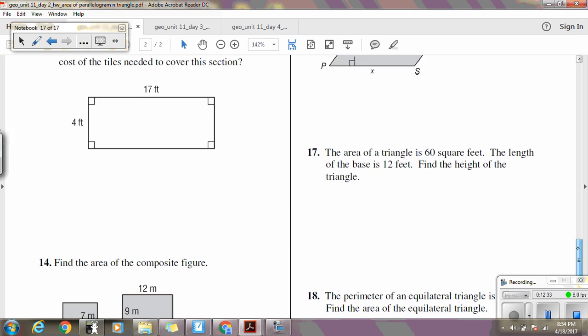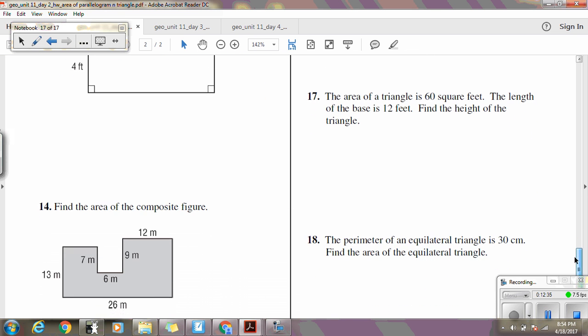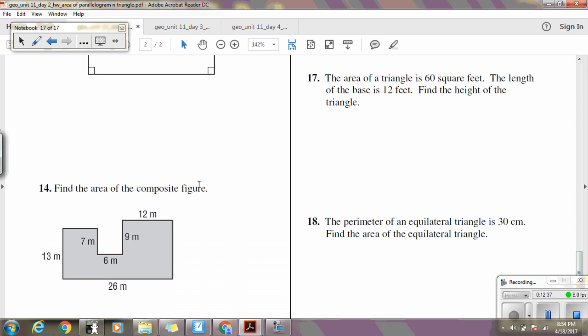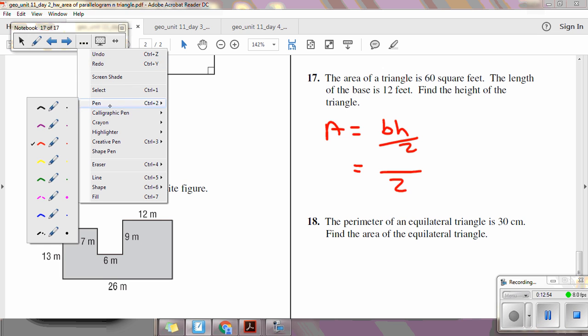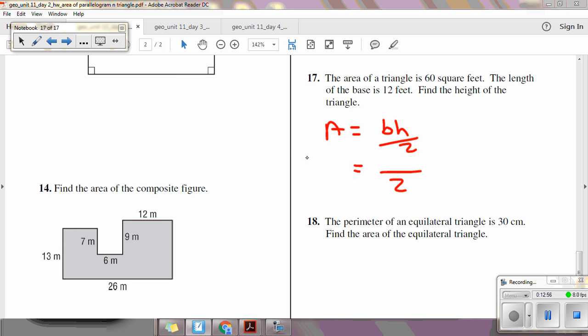Number 17 reads, the area of a triangle is 60 square feet. The length of the base is 12. Find the height of the triangle. So the formula for a triangle again is base times height over 2. Put everything where it belongs. So the area that they gave us was 60. The base was 12. We are looking for the height, so it's still h.